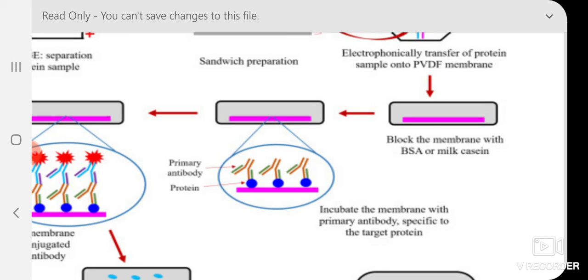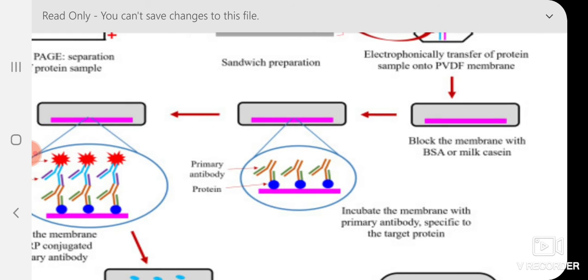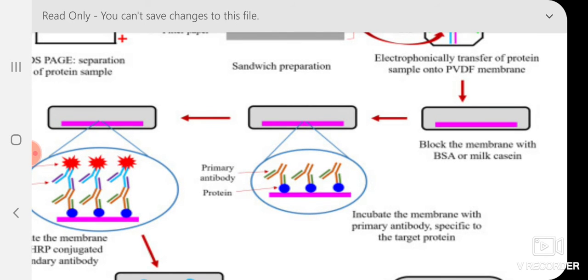This is the buffer we use. Sometimes people also use TBST, Tris buffer saline, and Tween 20. This is the buffer. We have to incubate for 1 hour. This is the blocking, so all the protein present in BSA or the milk protein will cover the membrane.